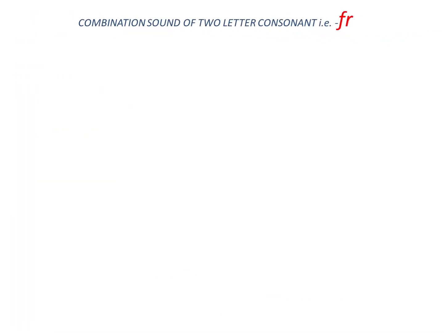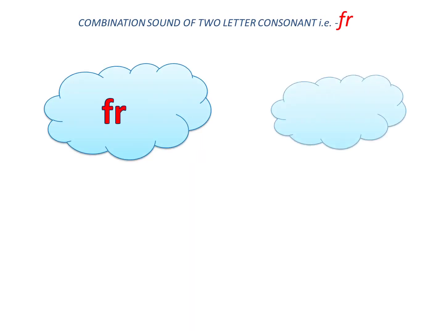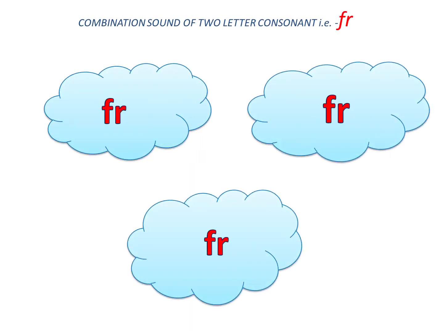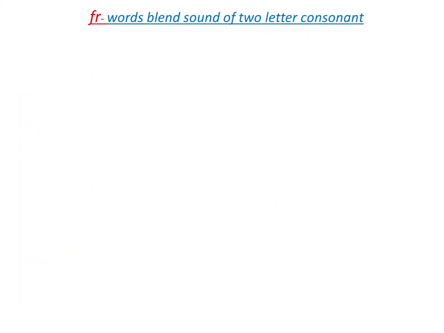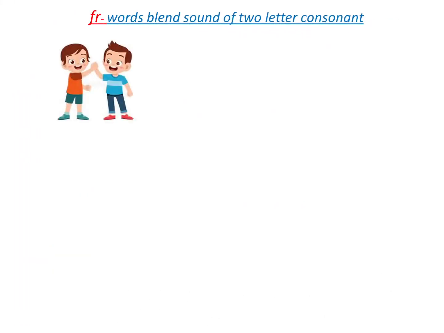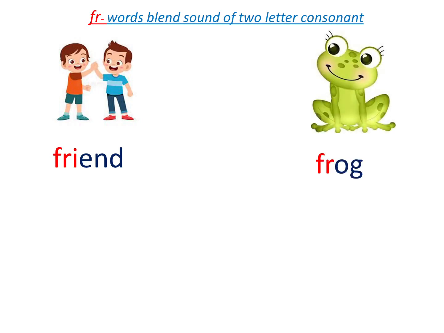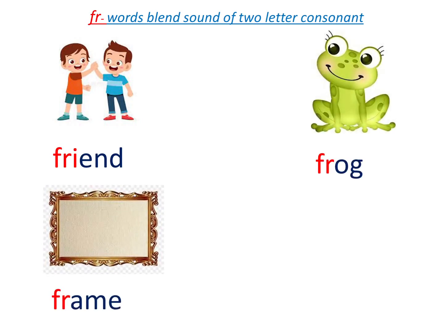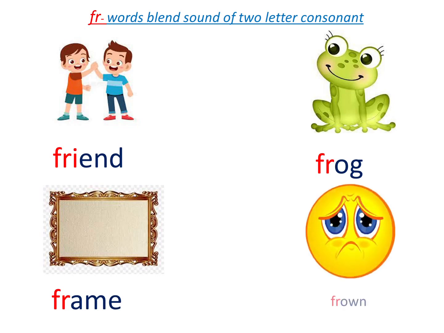Let's see the next blend, of the letters F and R. When they are put together, they sound fr, fr, fr. Let's see examples of fr words. Fr as in friend, fr as in frog, fr as in frame, fr as in frown.